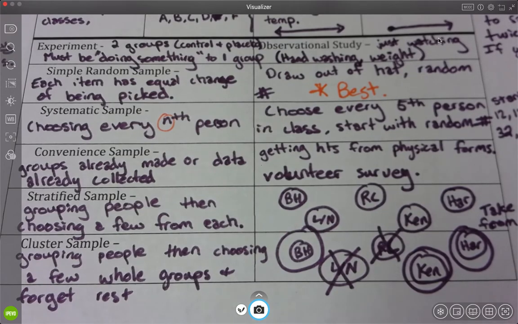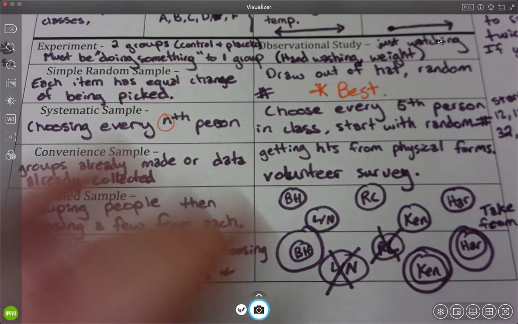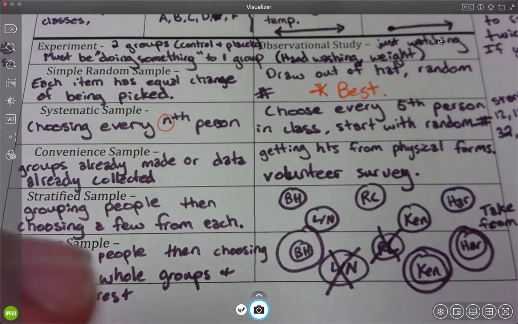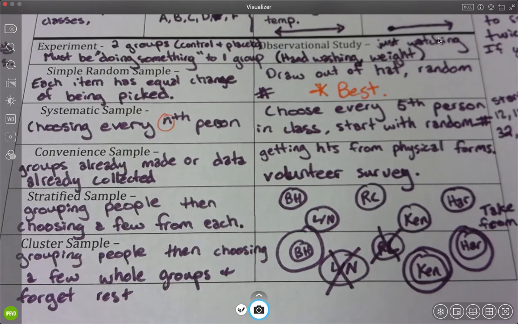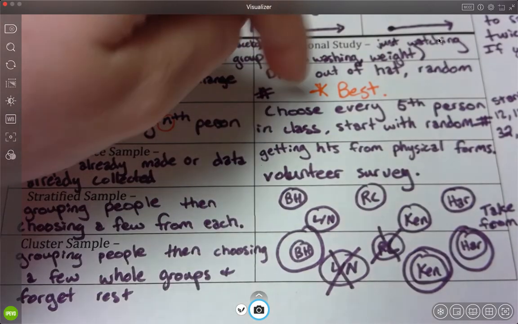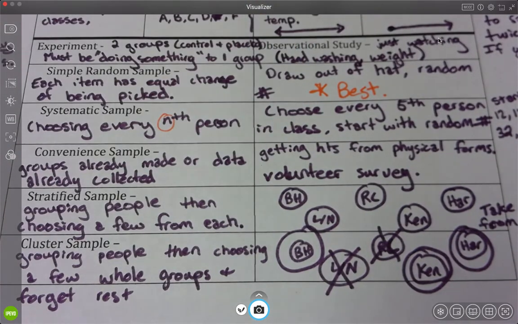And then cluster sampling, you can kind of see why that would be bad because you wouldn't get any opinions from anybody from Lawrence Nelson. And maybe they have a different opinion than Blue Hill. We wouldn't get any opinions from anybody from Red Cloud. So we need to take those people into consideration as well. So there's good and bad for each one of these except the simple random sample, which is probably the hardest one to do, to randomly draw out of a hat, that type of thing. This is probably the best scenario to go with, okay?